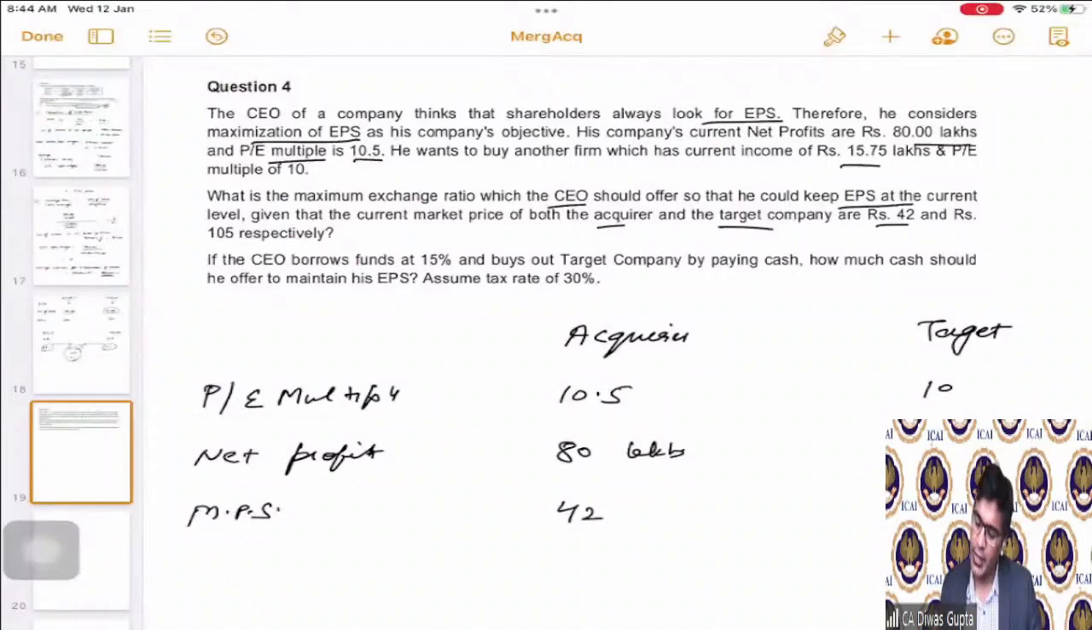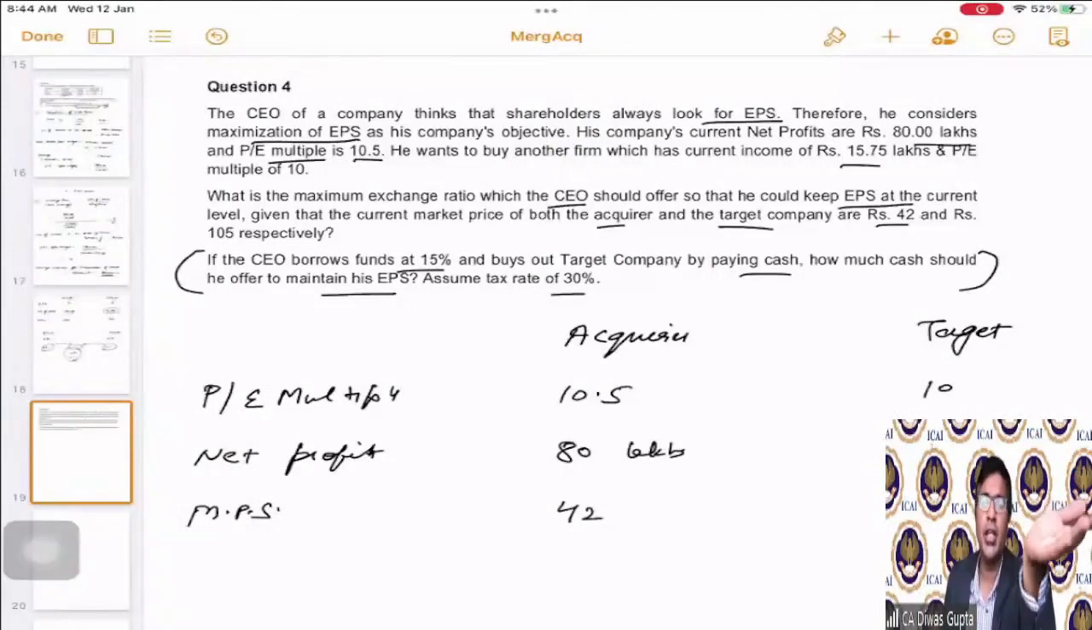And it is also given to us that if the CEO borrows funds at 15% and buys out the target company by paying cash, how much should he offer to maintain the same EPS? Assume tax rate as 30%. Now, this is the second part of the question in which they are saying that instead of issuing the shares, he will pay in cash.